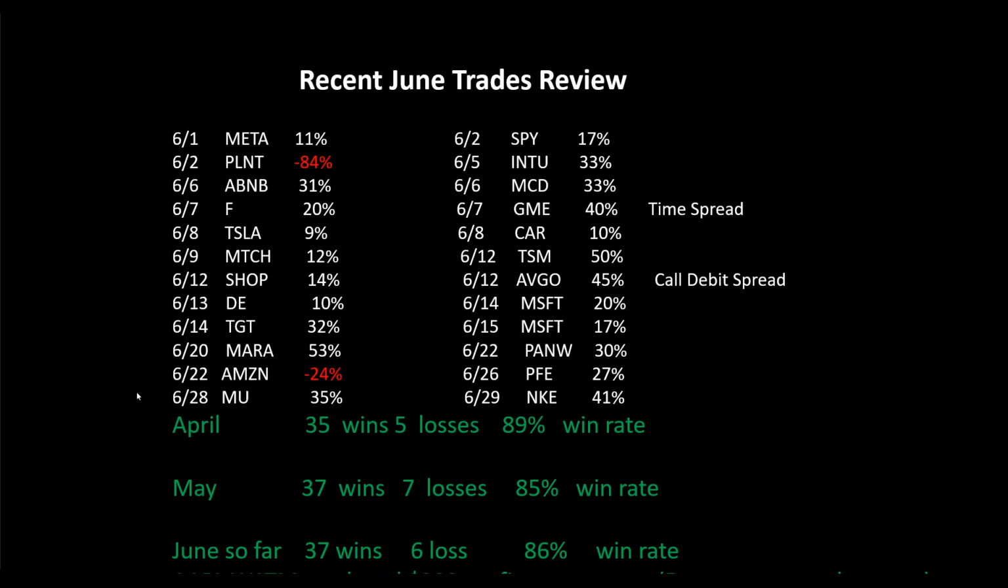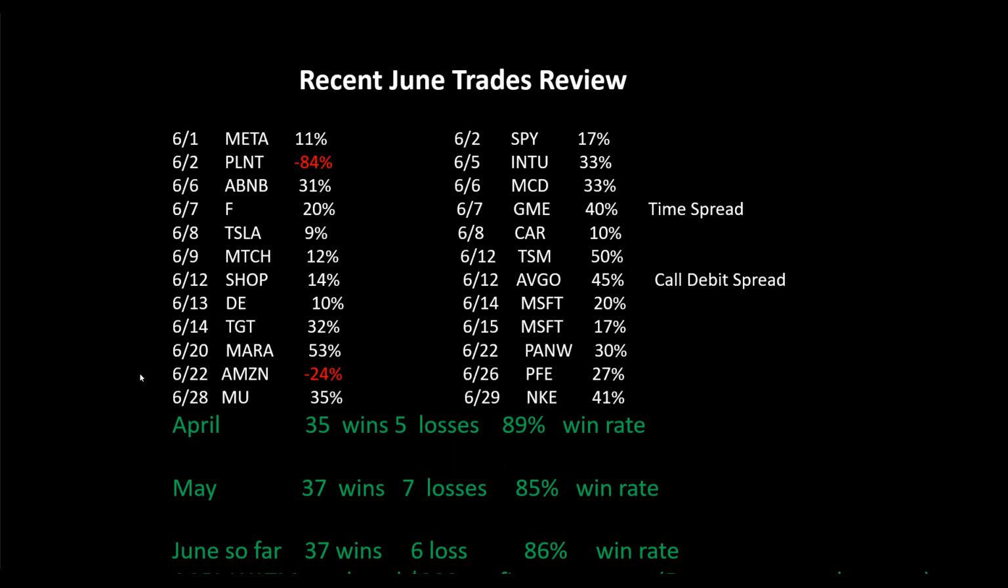I'm very transparent about the trades I take. I'm very transparent about the losses that we take. I think it's important for people to understand that trading is risky. You're going to take some losses. We all do, but we take way more wins than we take losses. So here were our June trades, and you can see that it had that consistency. This was a nice trade, 53% in Mara, 40% in GME as a time spread, AVGO 45% as a call debit spread. These are a couple of the strategies we talked about.